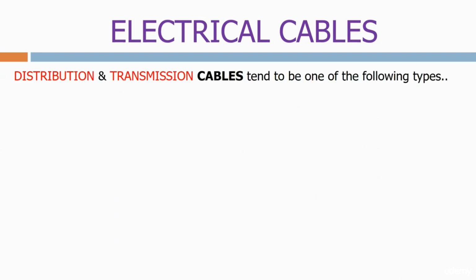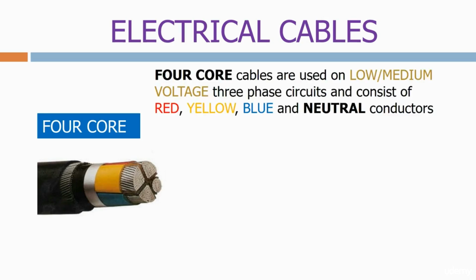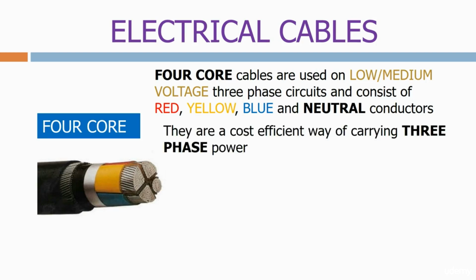Distribution and transmission cables tend to be one of the following types. Here is a typical 4-core power distribution cable. 4-core cables are used on low or medium voltage 3-phase circuits and consist of red, yellow, blue and neutral conductors. They are a cost-efficient way of carrying 3-phase power.